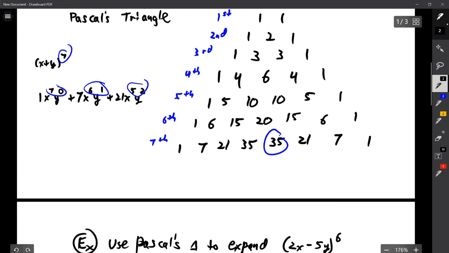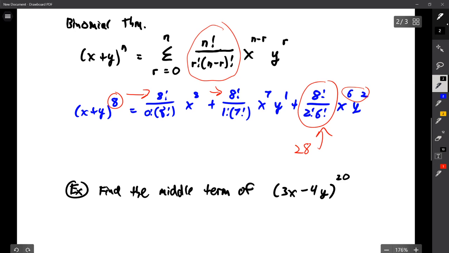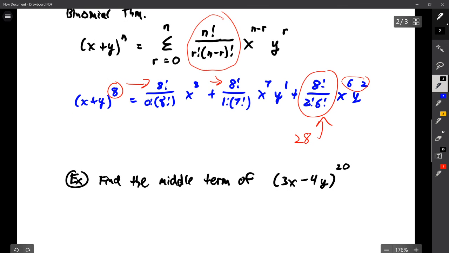So let's look here at, like, to the 6th. We have a total of 1, 2, 3, 4, 5, 6, 7. So which one is the middle? 1, 2, 3, 4. The fourth one is the middle, when it's x to the 6. So it's like cut it in half and add 1, basically. So here, cut it in half and add 1. That's going to be the 11th that is in the middle.